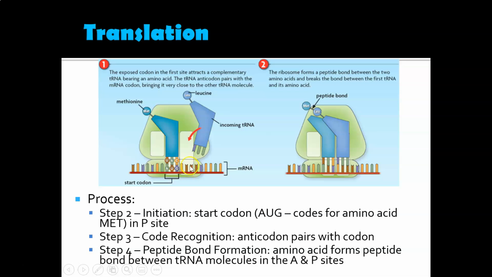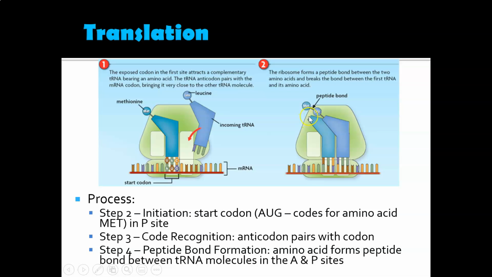If they don't match the codon here, based on the anticodon that they carry, then they get pushed back out and the A site is left blank. Another tRNA comes in. If it doesn't match, it gets bumped back out. Eventually, you'll get a tRNA that will bump in here, and it will have the corresponding match, which is what you're seeing here. Once that happens, then we go to step 4, which is the peptide bond formation.